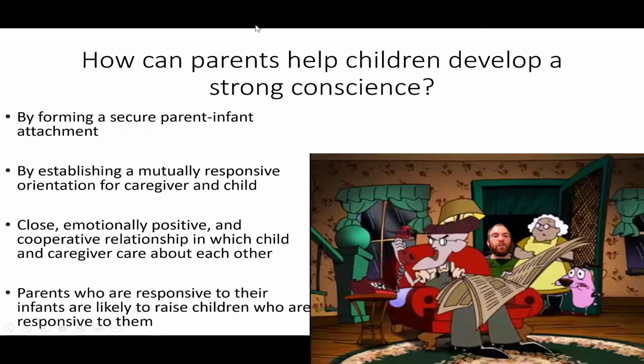And skipping ahead a little bit, how can parents help children develop a strong conscience? By forming a secure parent-infant attachment, by establishing mutually responsive orientation for caregiver and child, close, emotional, positive, and cooperative relationships in which child and caregivers care about each other.